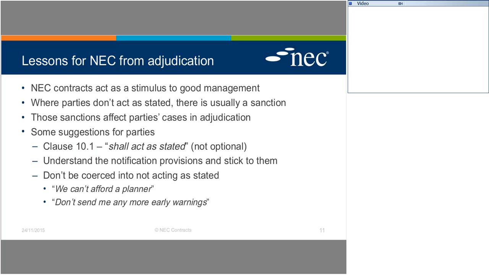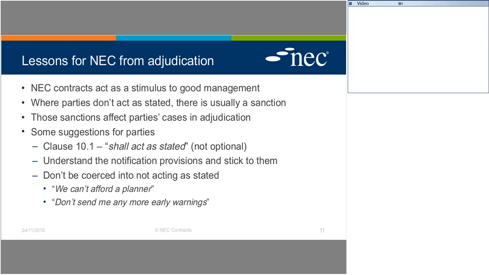So, lessons for NEC from adjudication. Well, speaking to a few fellow adjudicators in drawing up this list, there were several things that came out repeatedly, and that's what I've tried to bring out here. So NEC contracts from 1991, when the then New Engineering Contract consultative version was published, said we are here to act as a stimulus to good management.